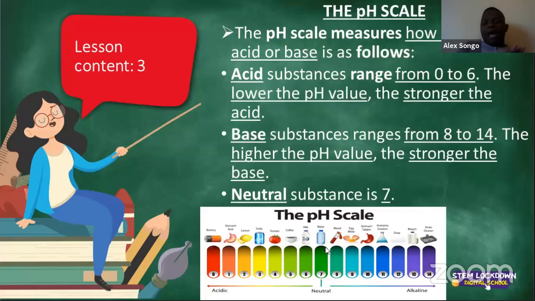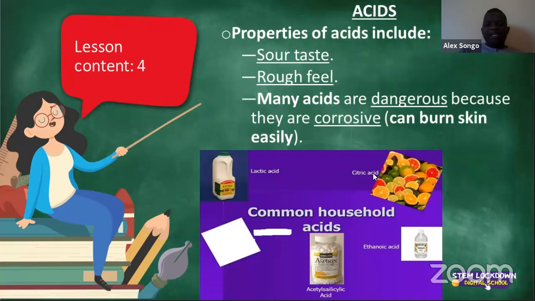So what does it mean, ladies and gentlemen? It means that from 1 to 6, that's your acid. 7, only 7, because that's the neutral, that will be your neutral. From 8 to 14, that will be your base. Ladies and gentlemen, I keep on talking about acids, bases and neutrals, but what is it exactly that I'm talking about when I'm speaking about all these things? We are going to examine that, and we're going to use household examples.